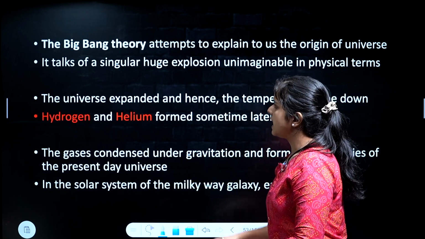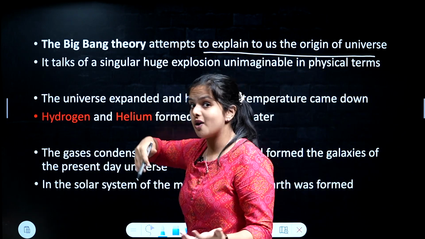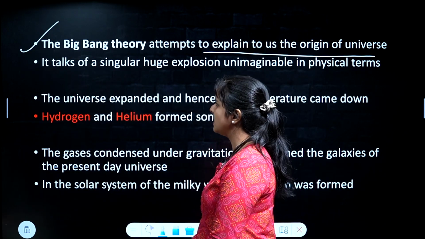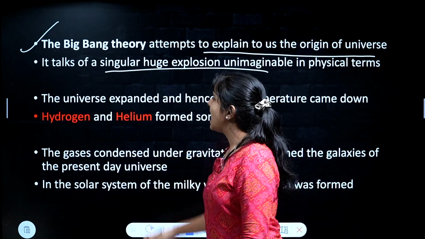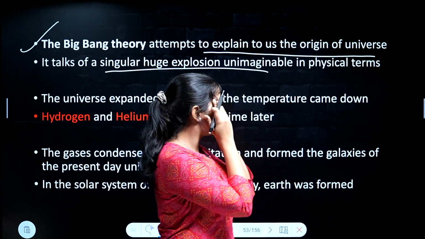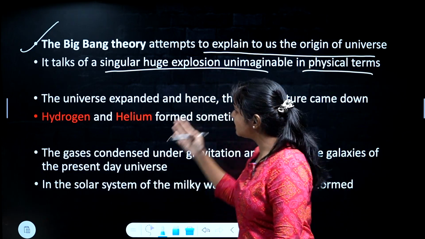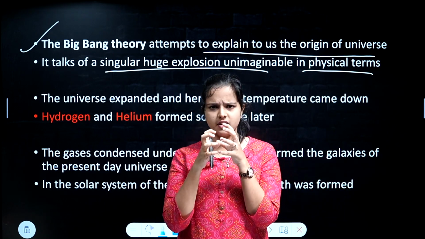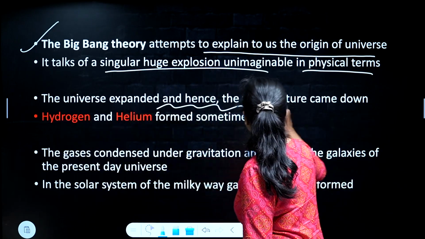And if you try to explain the origin of the universe, the most important theory, which you may have already heard about, is the Big Bang theory. So what does the Big Bang theory actually say? It says that there was a single huge explosion, an explosion which we can't even imagine or define in physical terms. It was such a big explosion, and as a result of this explosion, the universe expanded. The universe was a small thing, or just nothing, but after this explosion, the universe expanded and the temperature came down.